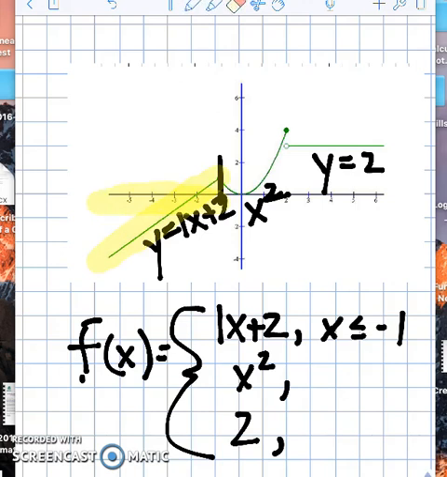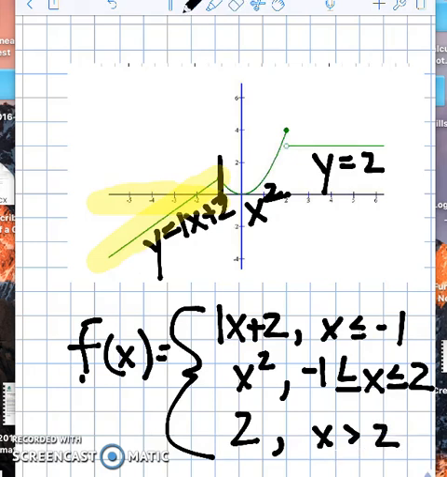Well, when do we use that parabola? Well, if we take a look at our parabola here, it is in between -1 and 2. So we can write negative 1 is less than or equal to x is less than or equal to 2. And then this straight line right here, we use it when it's greater than 2. And if you guys notice, there's an open circle there. So we'll just say when x is greater than or equal to, oh, excuse me, since it's just an open circle, it's just going to be greater than 2.